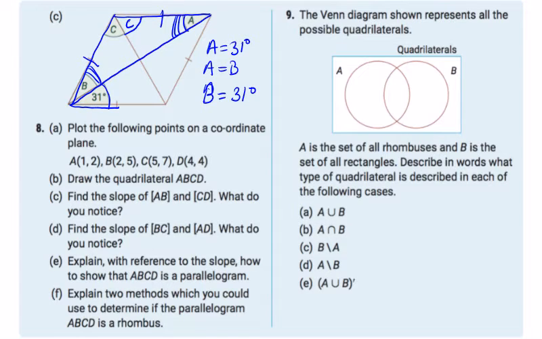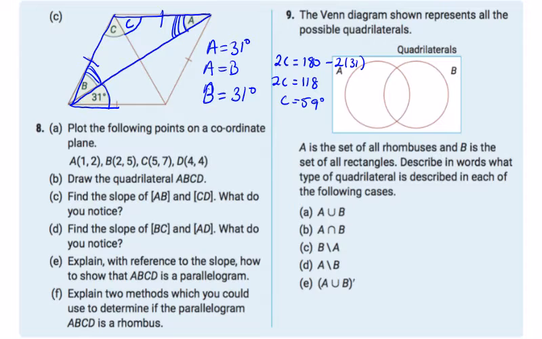So with this one we can say that 2C would have to be equal to 180 take away A and B, so 180 take away twice 31. So 2C is equal to 62, 118. So C is equal to 118 divided by 2, which is 59 degrees.